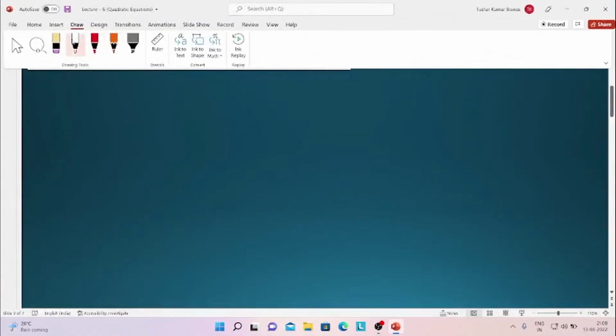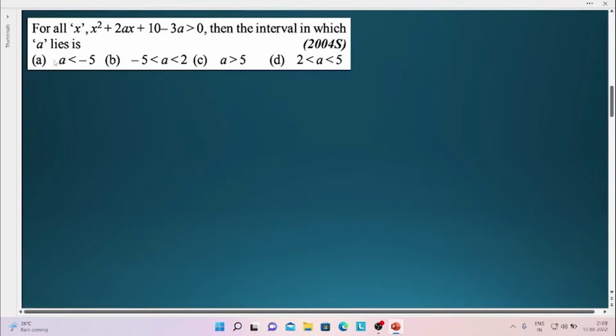This is also a very important question. This is basically a question which has a lot of theory of discriminant. So the question says, for all x, sometimes for all x can be written with this symbol. This symbol means for all, right? You have to remember that thing. So for all x, x square plus 2a times x plus 10 minus 3a is greater than 0, then the interval in which a lies is.